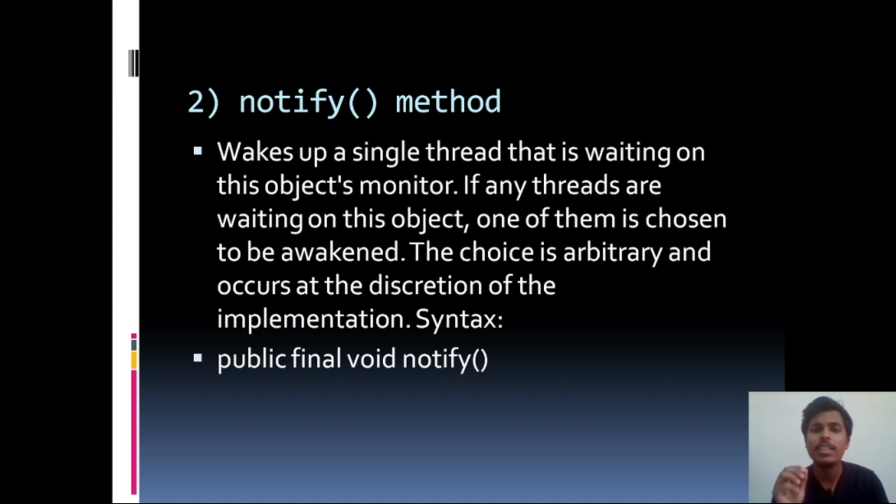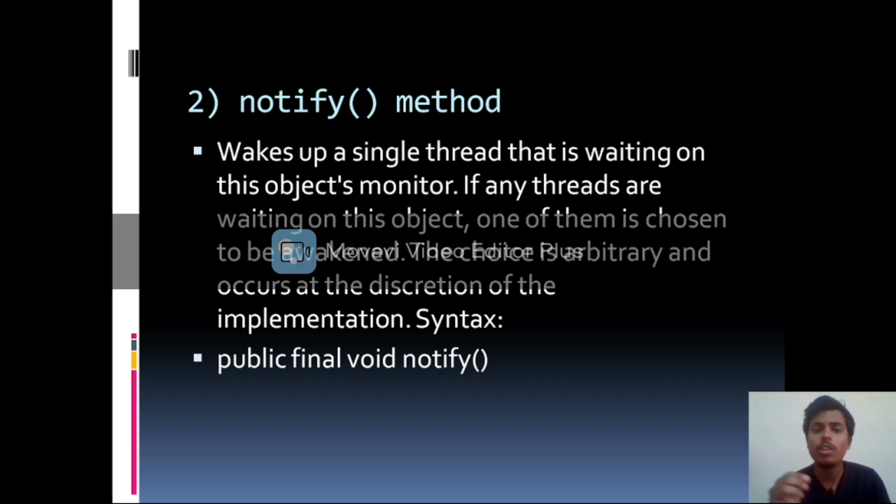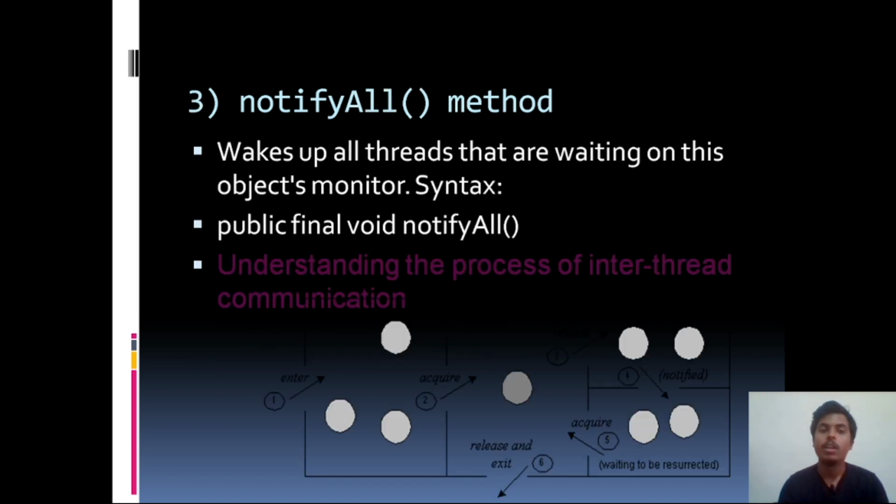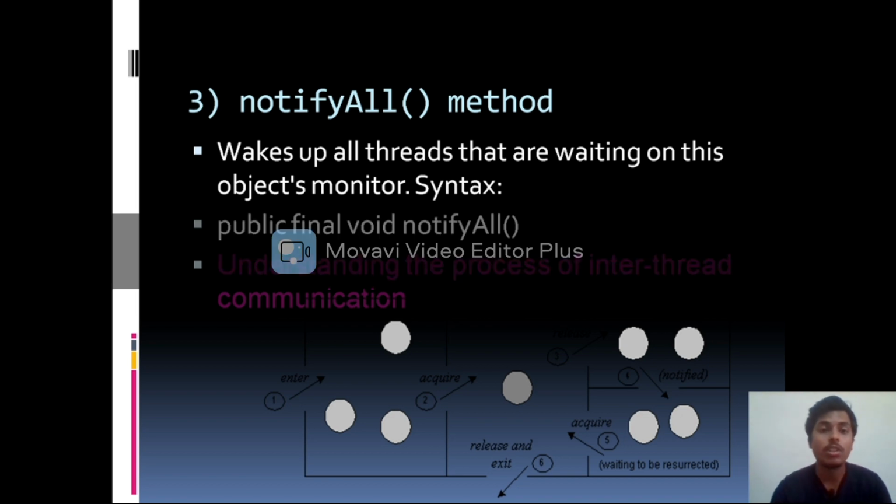Now our next method is the notify method. The notify method wakes up a single thread that is waiting on this object's monitor. If any threads are waiting on this object, one of them is chosen to be awakened. The choice is arbitrary and occurs at the discretion of the implementation. The syntax of this is public final void notify. Now we see the enhanced version of the notify method. Here's notify all. The notify all method wakes up all the threads that are waiting on this object's monitor.